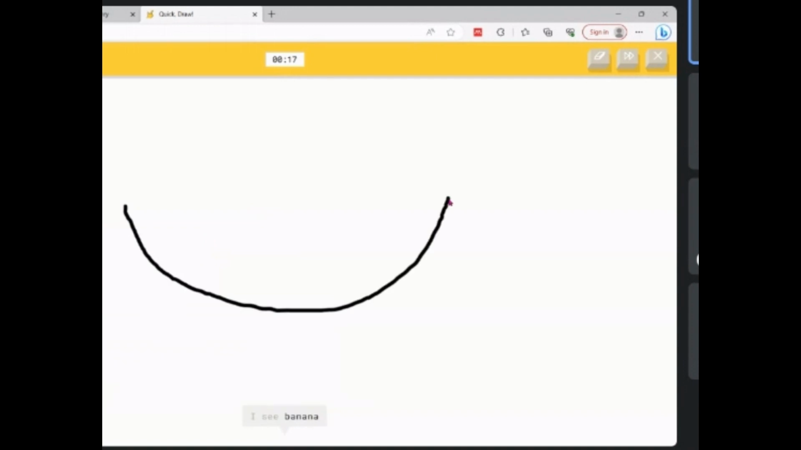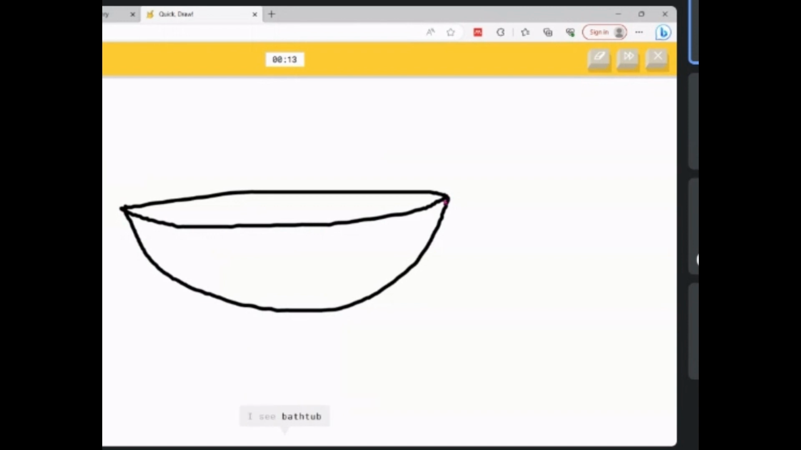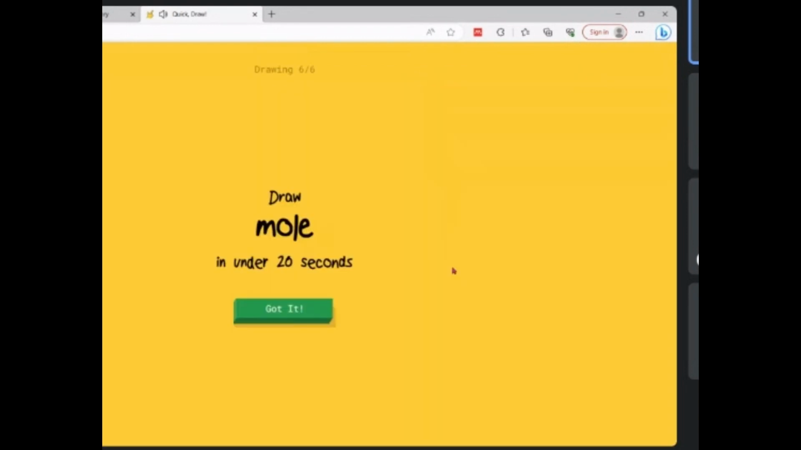I see banana, CCTV camera, or canoe. I see bathtub, or hot tub, or speedboat, or cruise ship. I'm stumped. No, it didn't recognize that I'm drawing a speedboat. Sorry, I couldn't guess it.